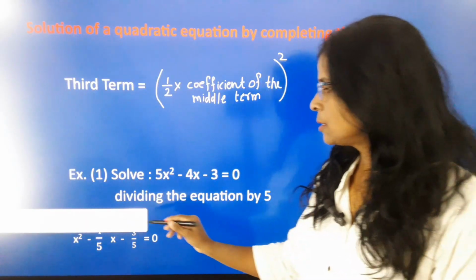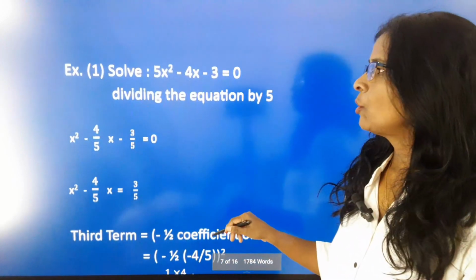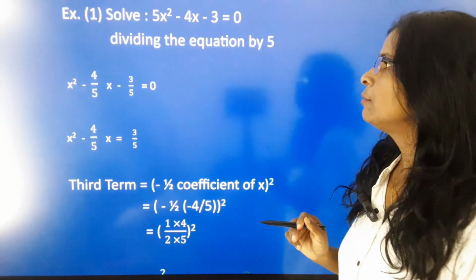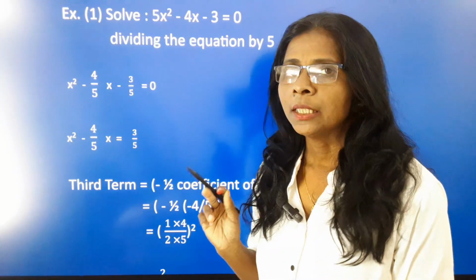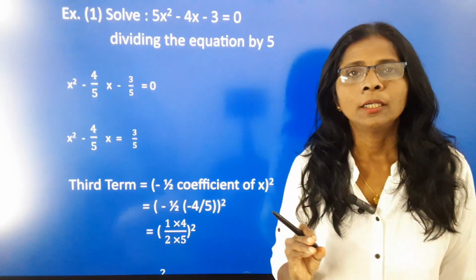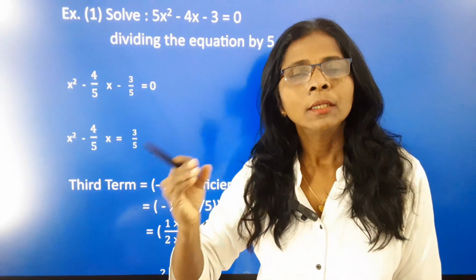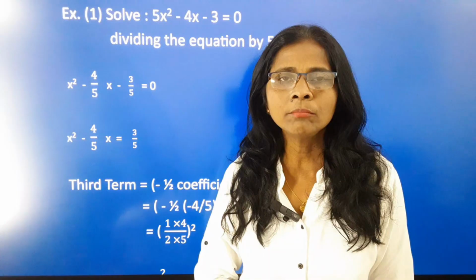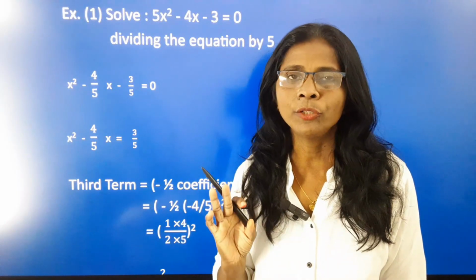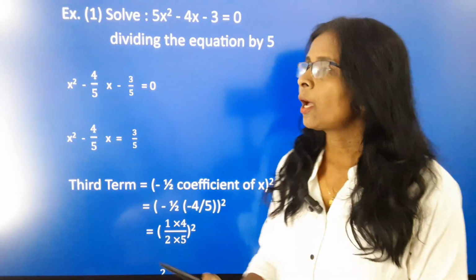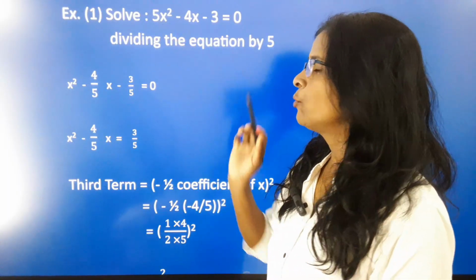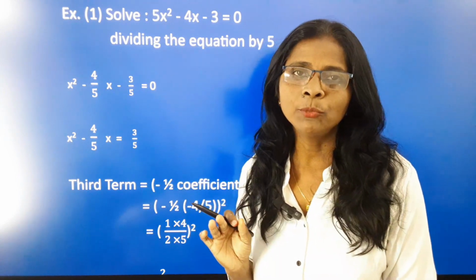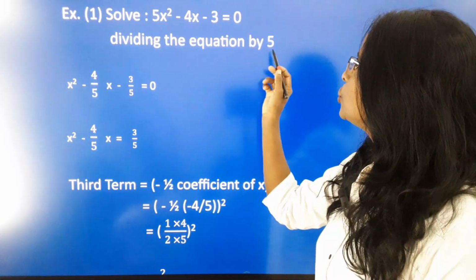Now students, let us start solving the first example: 5x square minus 4x minus 3 is equal to 0. There are a few steps to carry out in the completing square method. First, the first term should not have any coefficient other than 1. Here the first term is 5x square, which has the coefficient 5. So we have to remove that 5. How can we remove it? By dividing the equation by 5.